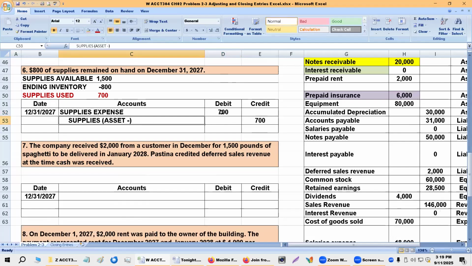So we used up 700 of the supplies. Gone. There's another one that's not really cash that's leaving, it's actually material assets that are leaving. Same idea though as cash. The cash goes out as expense. Supplies go out as expense.